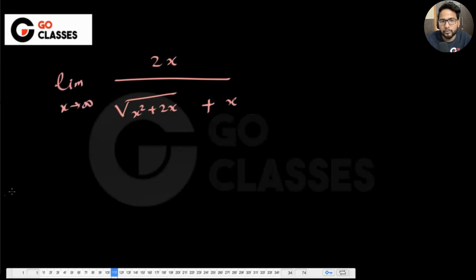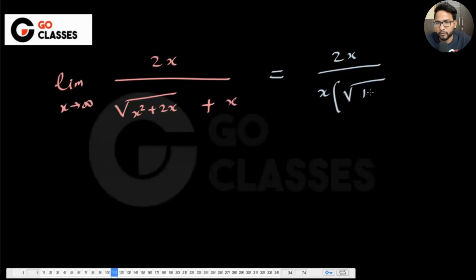And then what you can do, you can take x common from here. So from here you can take x square common, so it will be 1 plus 2 upon x, right? So 2x divided by, you can take x square common. And then if you take the x square common, automatically only x will come out, right? Is this okay to everyone? This is square root of 1 plus 2 upon x.